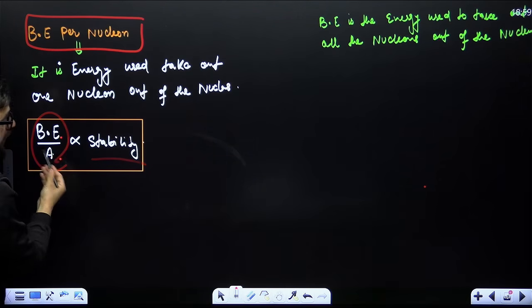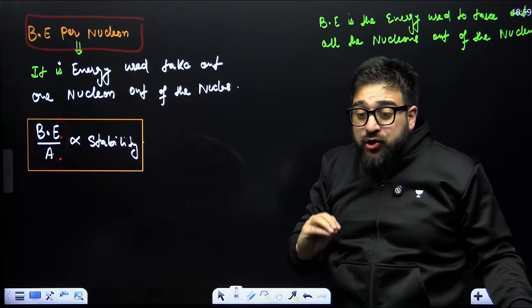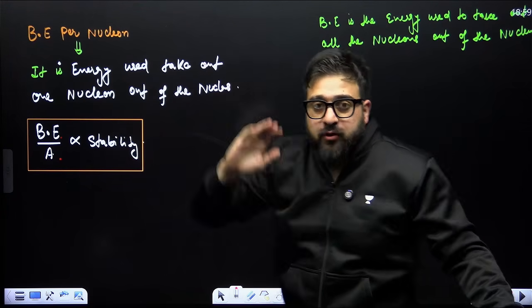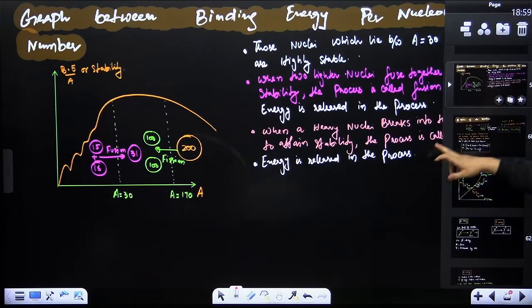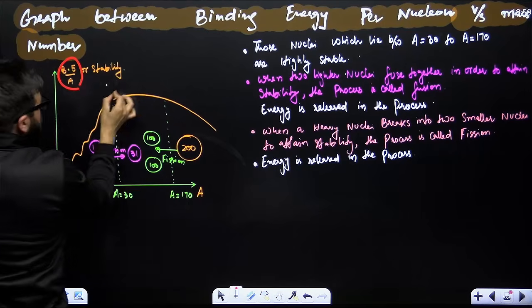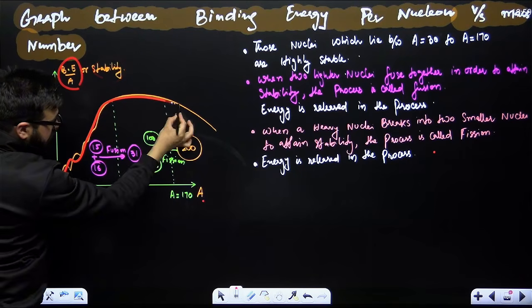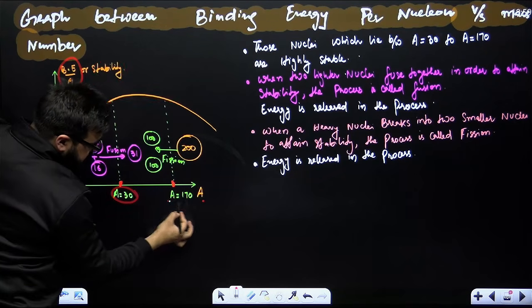Binding energy per nucleon means the amount of binding energy used so that you can take out one nucleon from the nucleus. So that is what we call the binding energy per nucleon. Now the graph between binding energy, or stability, versus mass number. See, this is the graph. Here we say mass number is 30, here we say mass number is 70.